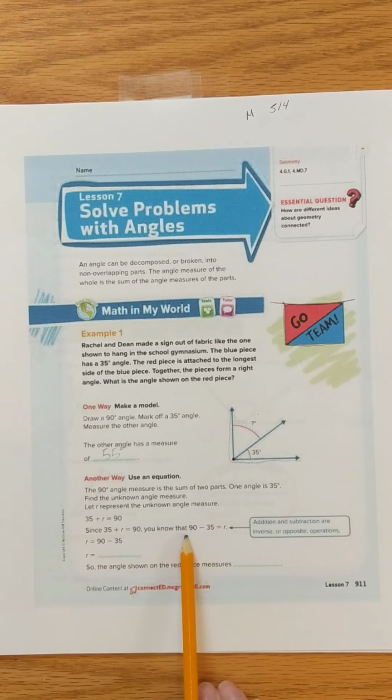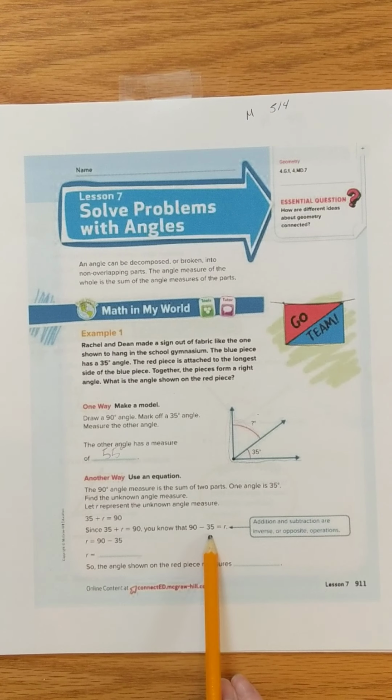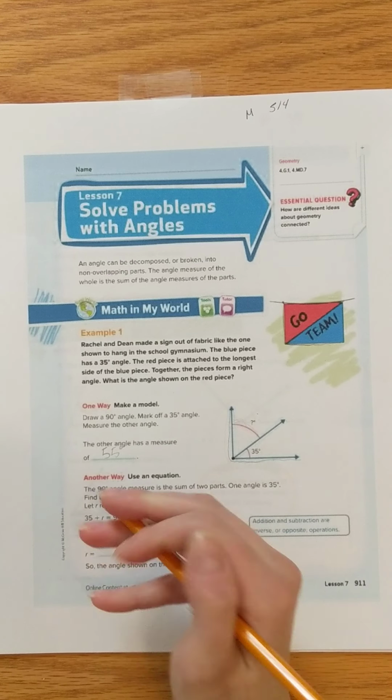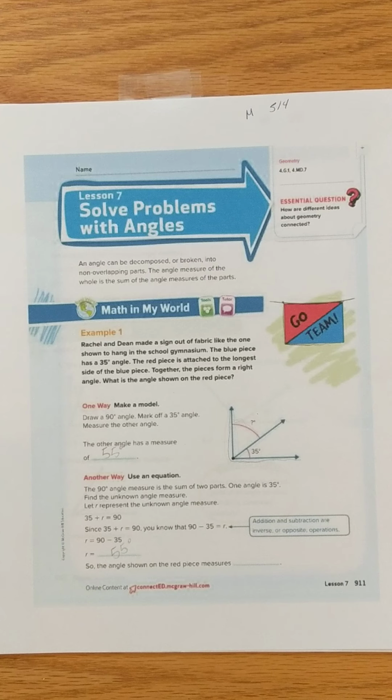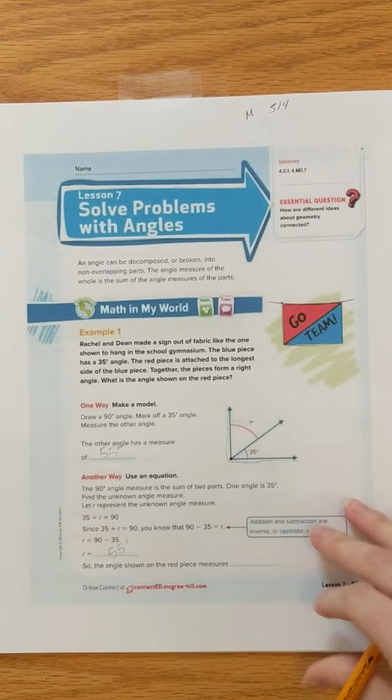So you know that then you can take that whole amount 90 and subtract the given part 35, and you will get your missing degree measurement R. So if you take 90 and you subtract 35, you will get 55 degrees. So the angle shown on the red piece measures 55 degrees. So those are two different ways we could solve these problems. So let's move on.